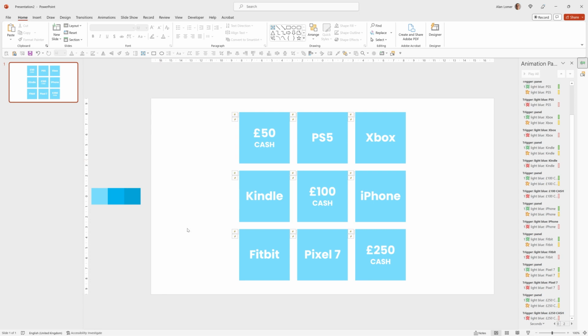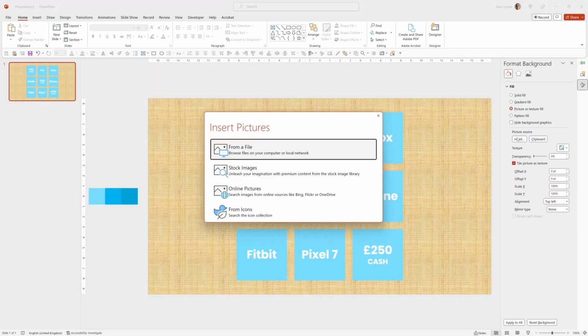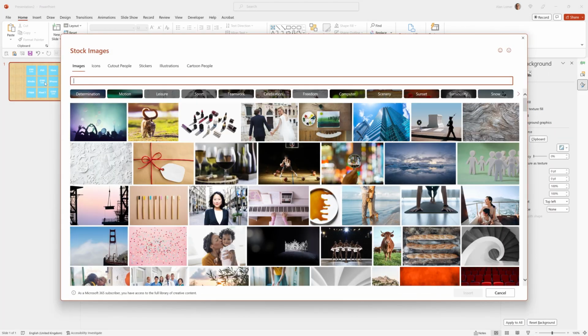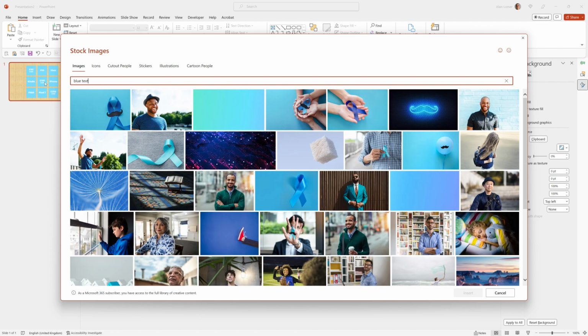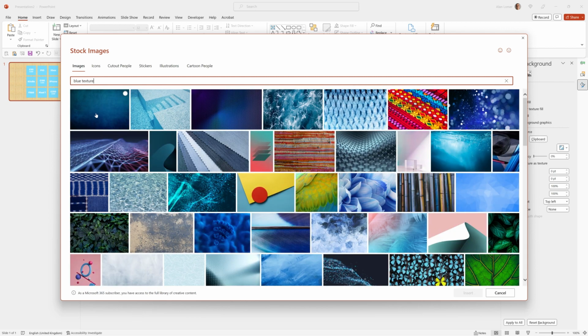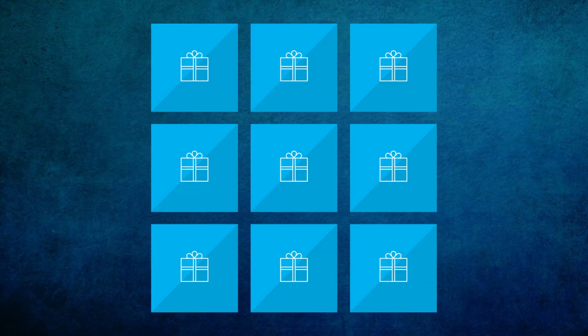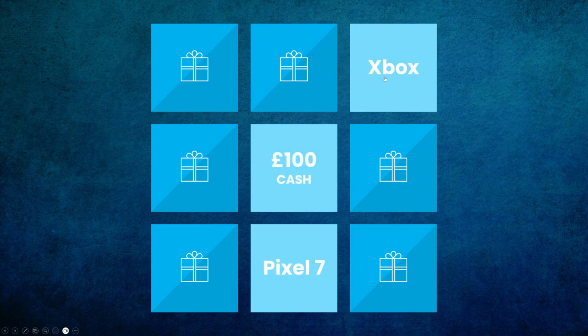We'll quickly add in our background, format background. We can add anything for this. I just went to stock images. I typed blue texture and pick this. Great. And you can use these triggers to add any sort of animation to any slide or presentation. They can be a great way of involving your audience and keeping engagement on the slides.